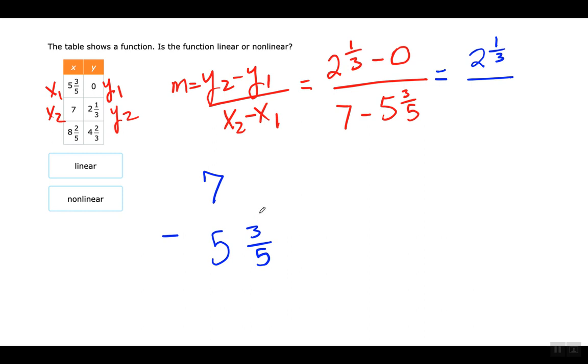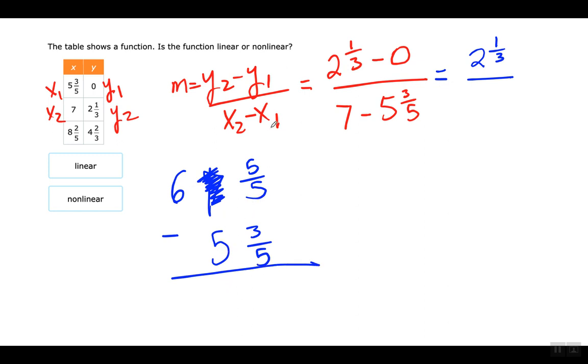Alright, I'm going to explain it 2 different ways, alright? Here's the first way. I'm going to change from 7 to 6 and 5 over 5. I changed the 7 to 6 and 5 over 5. What's 5 divided by 5? 1. So basically, I took away a whole number from 7 to make it 6. And that whole number, I changed it to a fraction. And that's going to allow me to do this subtraction here.